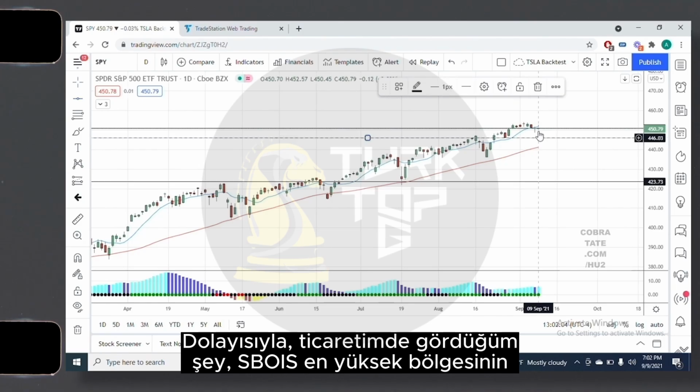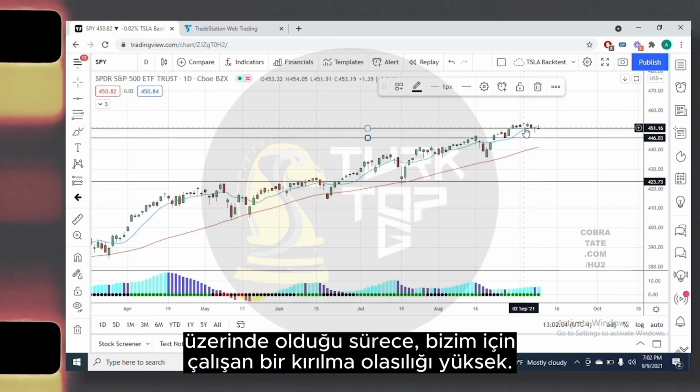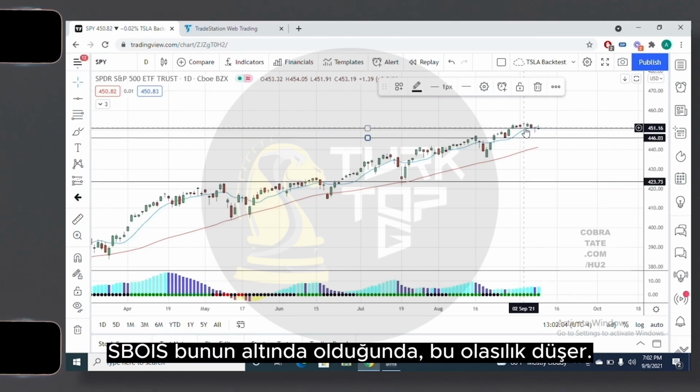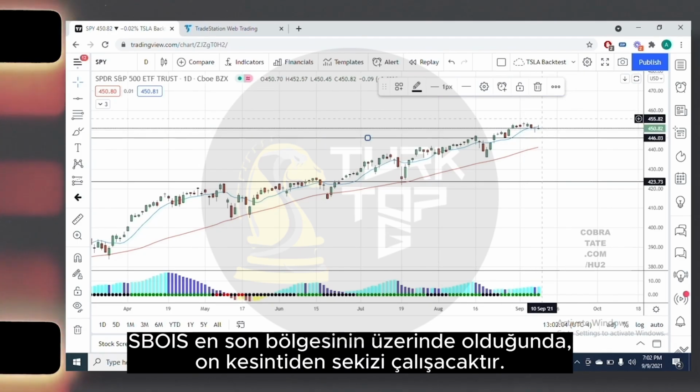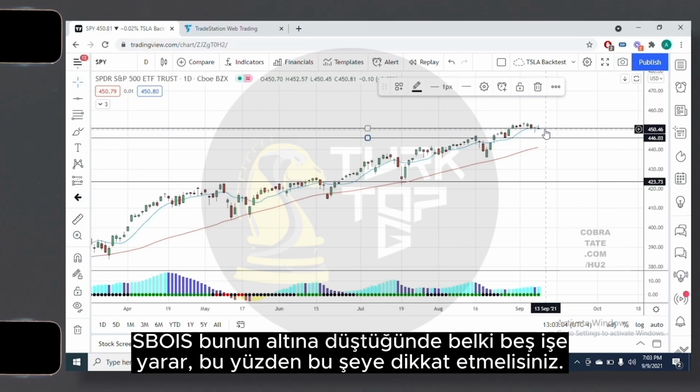So what I have seen in my trading is as long as SPY is above its highest zone, the likelihood of a breakout working out for us is higher. When SPY is below it, that likelihood drops. How much does it drop? When SPY is above its latest zone, 8 out of 10 breakouts will work. When SPY is below it, maybe 5 will work. So you have to pay attention to this thing.